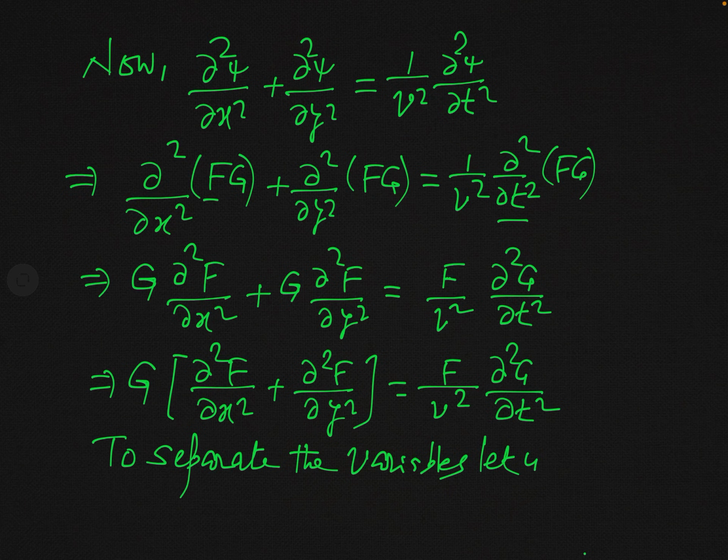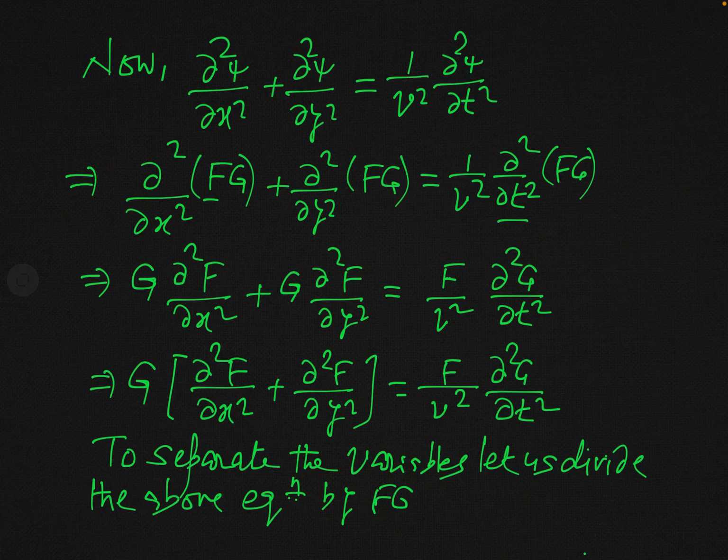So to separate the variables, let us divide the above equation by f times g. You can see when you divide this equation by fg, here g will cancel out and in denominator there will remain f, and here f will cancel out and in denominator there will remain g. So what will be your result? You can easily see here.